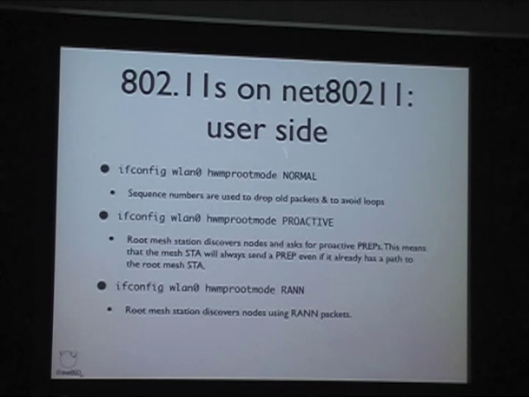Let's see, this is the root mode setup. So this is not very important. Now there are 3 root modes in the spec, and each one has a way of trying to find other nodes. This one actually uses a different management frame, and this one uses the regular path request frames.